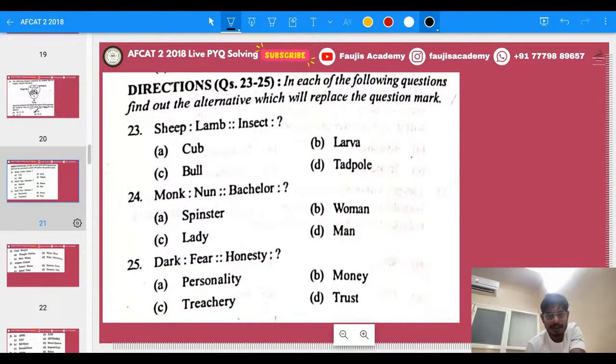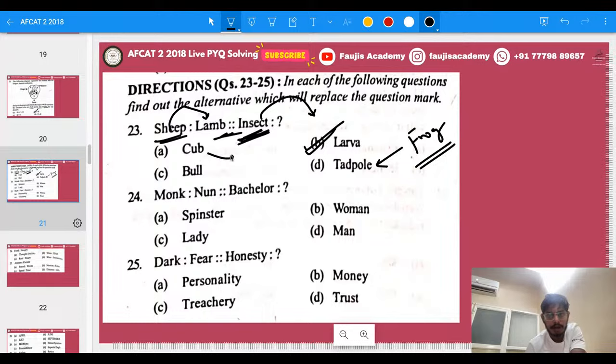Yes, 22C. Sheep is to lamb. The baby of sheep is called lamb, and the insect is called what? Larva, right? Tadpole is the young offspring of frog. Cub is lion.